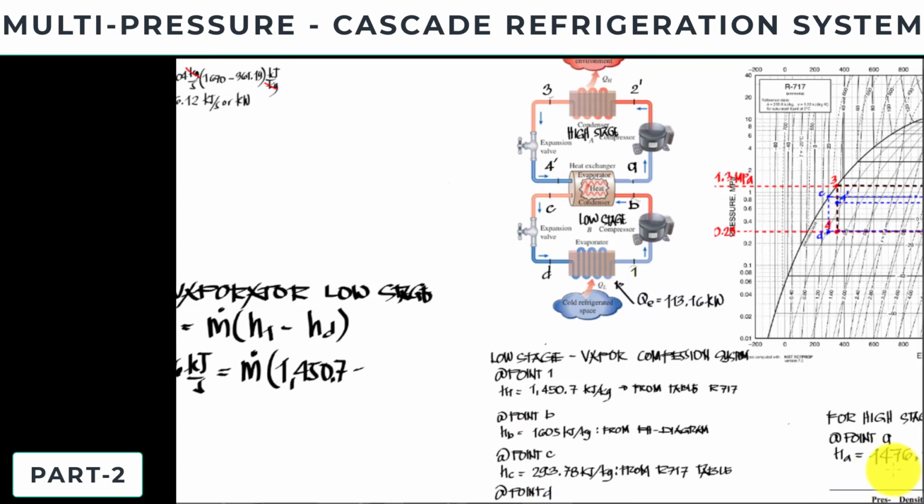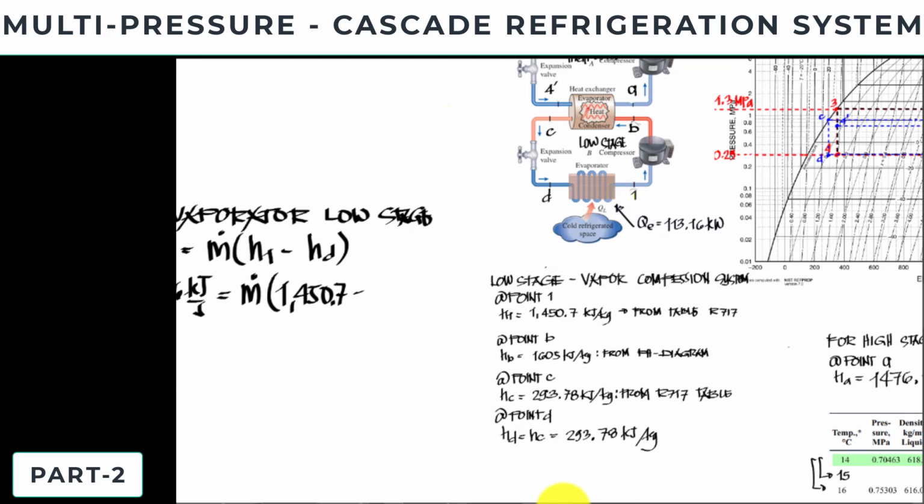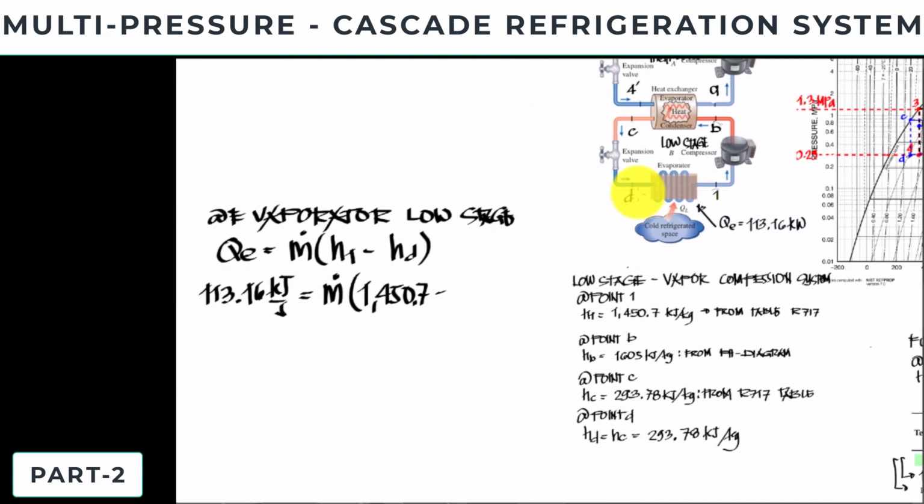Okay, for the enthalpy D, we find that one. So that is 293, no? Enthalpy D, 293.78. This is kilojoule per kilogram.